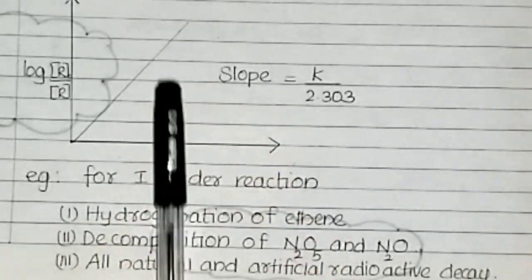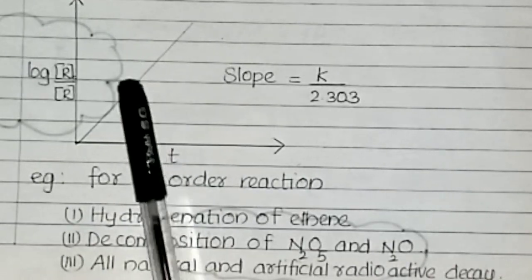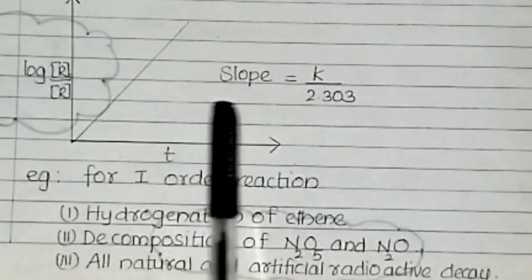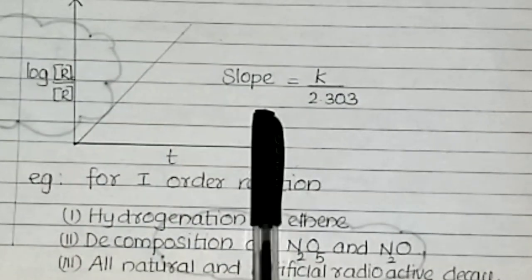These graphs are very important. They are asked in the board exam. The same graphical representation is given, and questions like which is the slope and which is the order of the reaction are asked in the board exam.